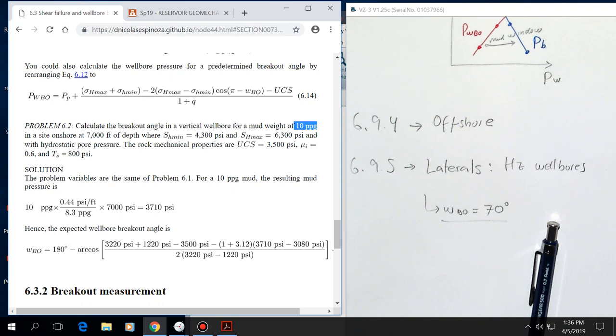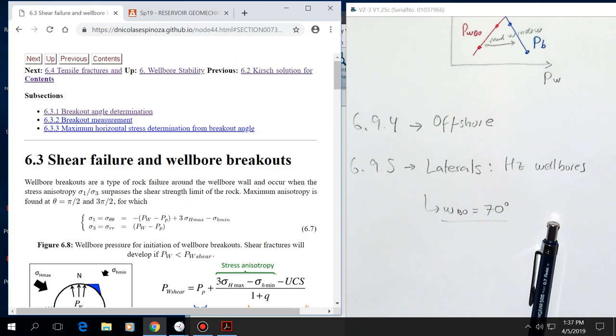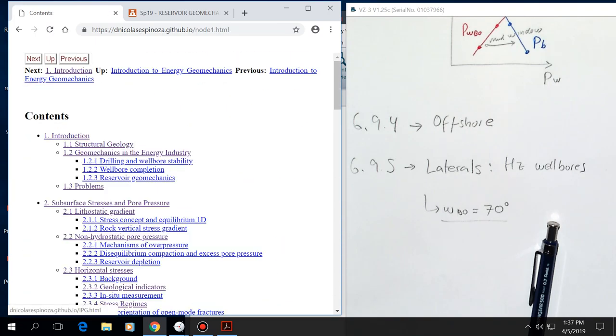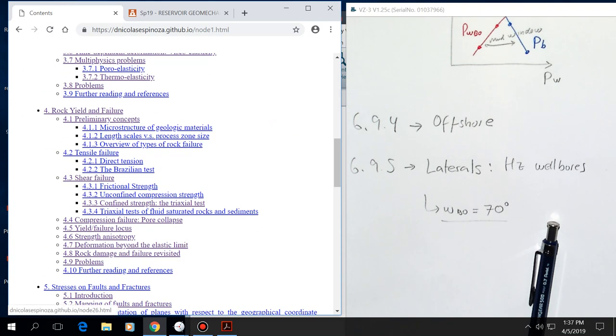But please go ahead, and although it's not in the homework, check this problem, 6-2 in the notes, and it's just a different approach to the same problem. But for this one, for the homework, let's adopt... Solution is 45. Okay, we'll change it to 45.